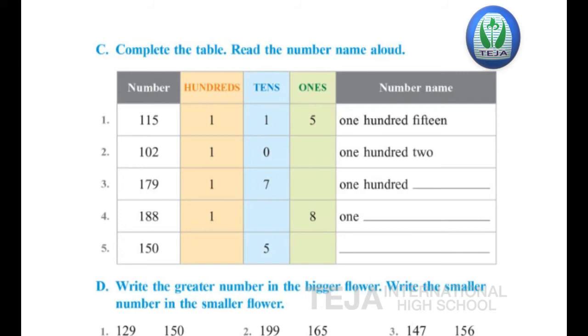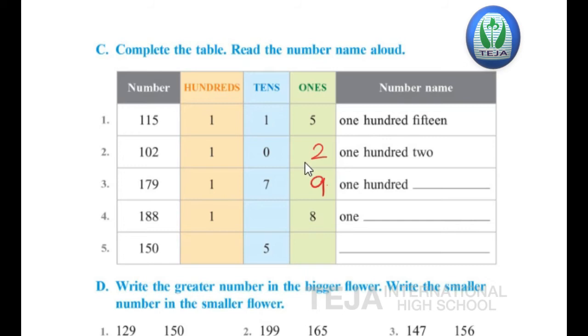115. Next number. Here 1 in hundreds place, 0 in tens place, and where we write 2? 2 in ones place. Sorry. Two in ones place, and the number name is 102. Third question. 179. Here write 1 in hundreds place, 7 in tens place, and 9 in ones place. And the number name is 100.